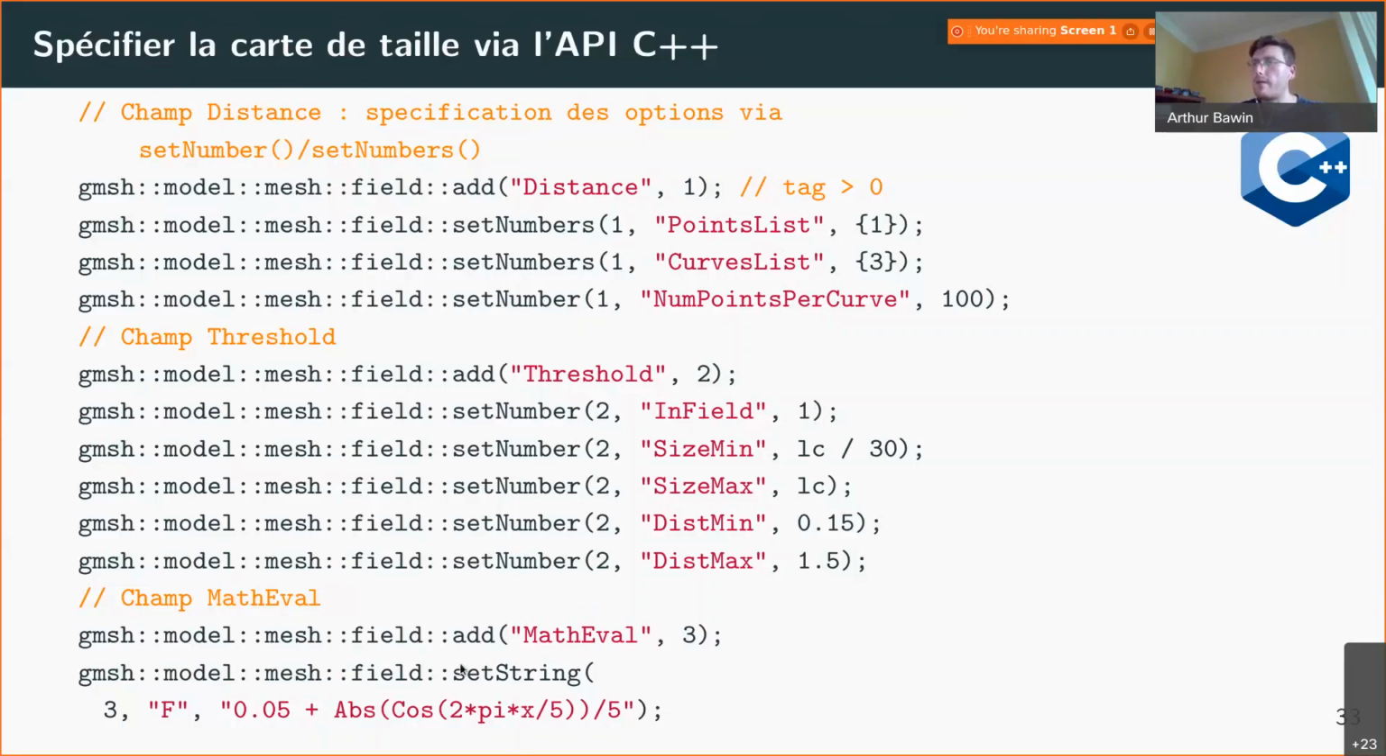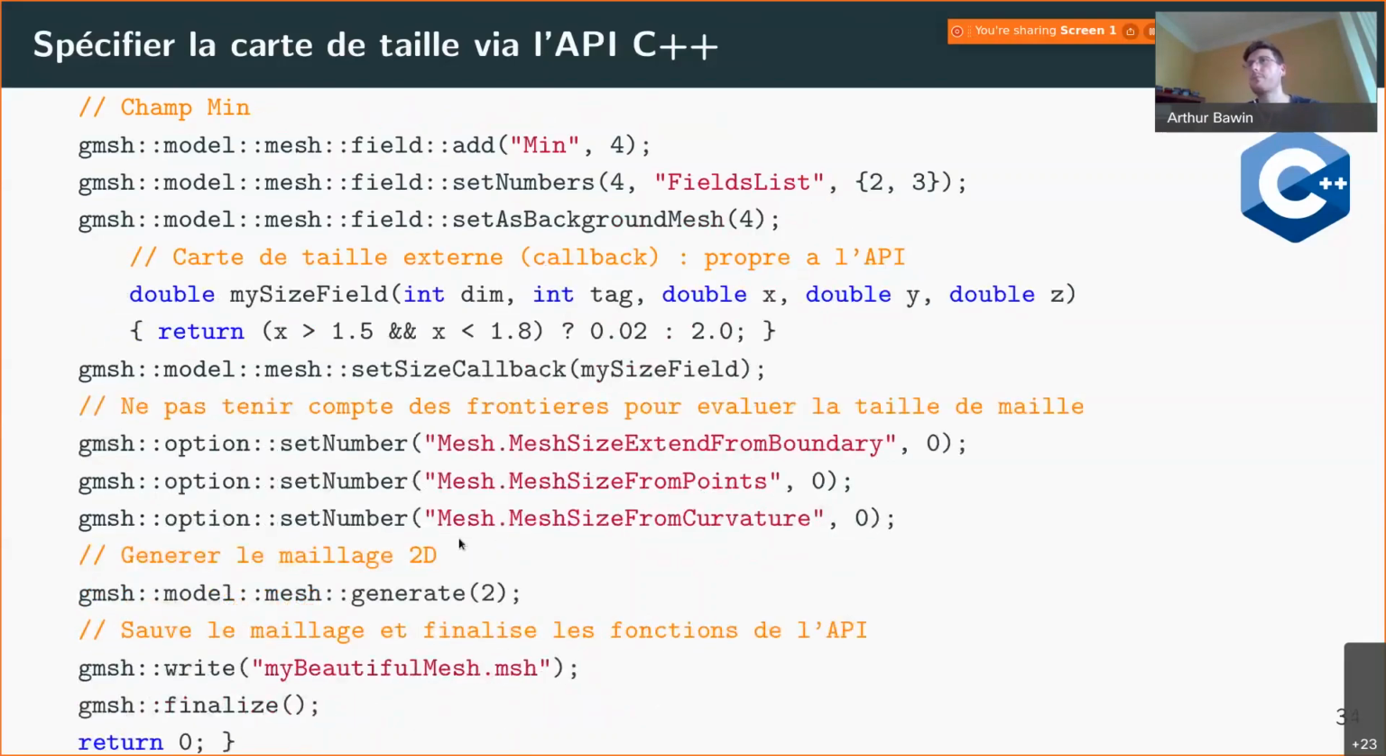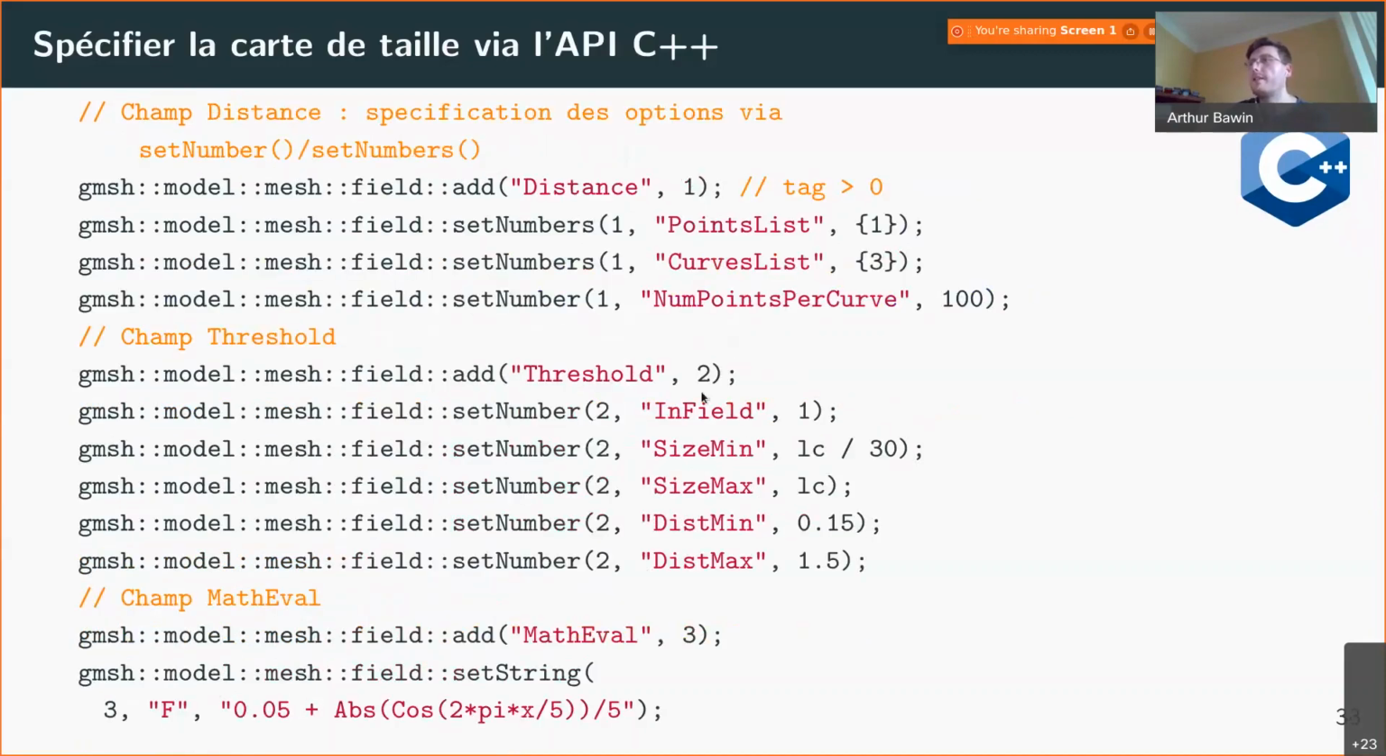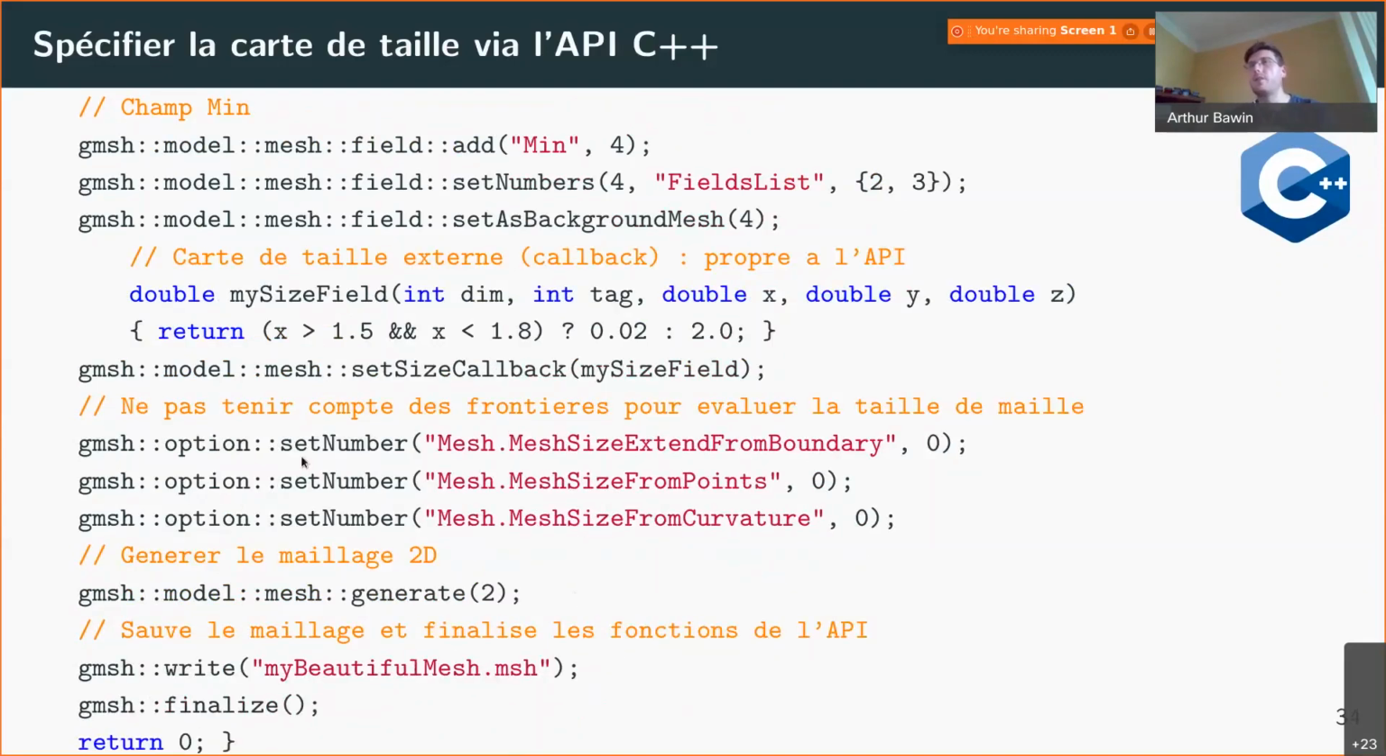Right now you also have the set string function, and the minimum, which is number 4, and which is going to be the minimum of fields 2 and 3. So fields 2 and 3 is this one, the threshold, and this one, the mateval. So same as before. The new thing that you can do in the API, if you remember, is you can specify a custom-made size field, so a custom-made size callback.